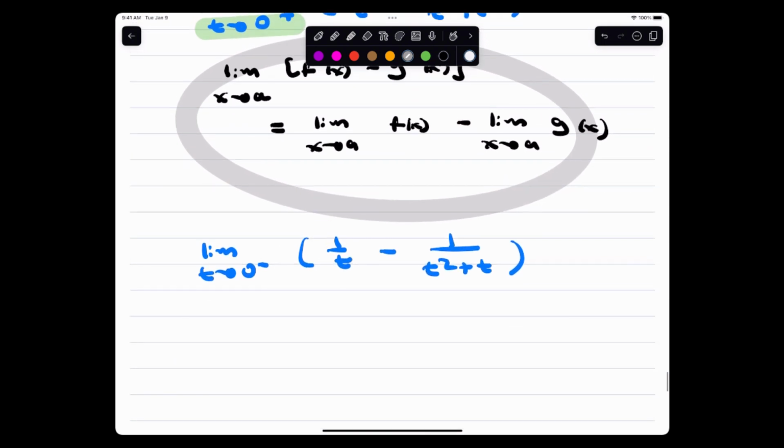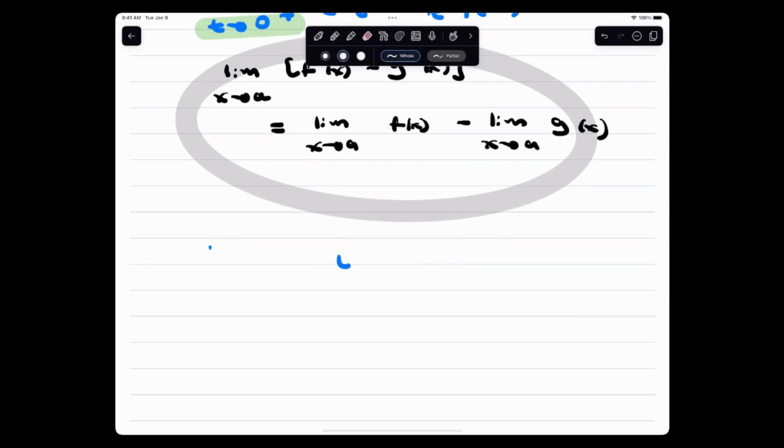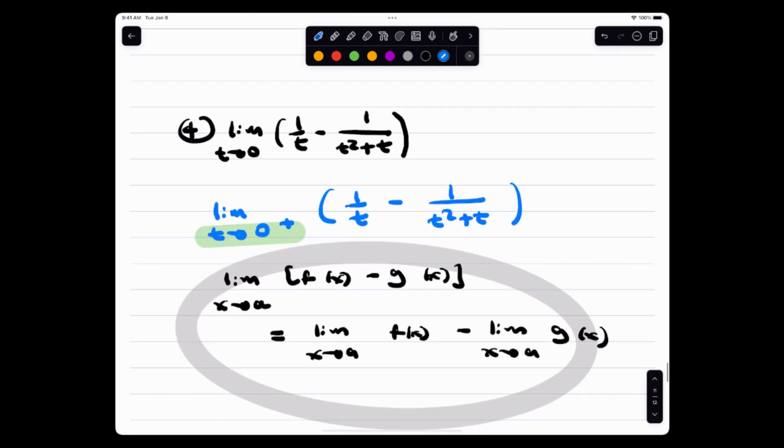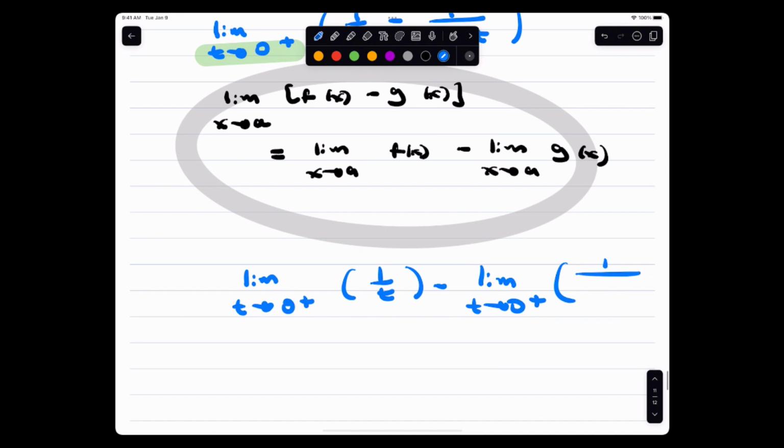So I guess I'm just going to get rid of this. So you might say, what does that mean? Well, that means you're looking at the limit as t goes to 0 from the right of 1 over t, minus the limit as t goes to 0 from the right of what? 1 over t squared plus t.